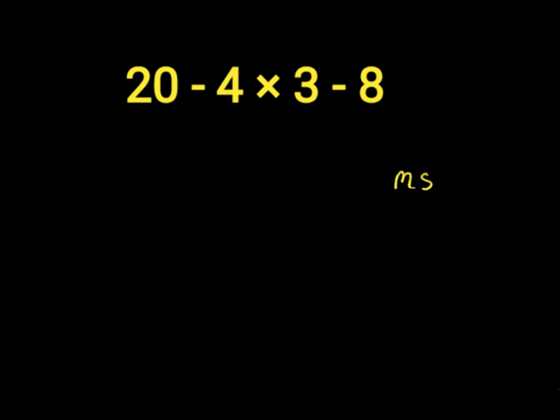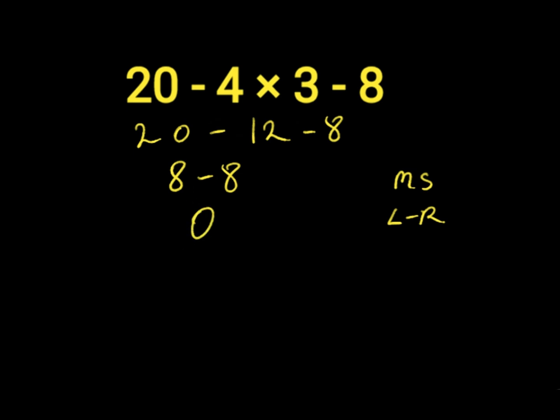First of all, 4 times 3 will give us 12. Then we have 20 minus 12 minus 8. Then we solve from our left to our right. 20 minus 12 will give us 8. Then we have 8 minus 8. 8 minus 8 is 0. 0 is the right answer to this expression.